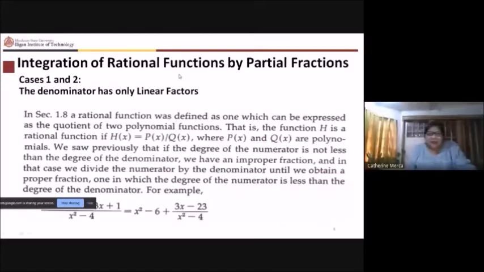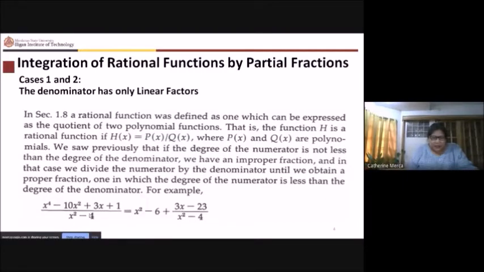So for integration of rational functions by partial fraction, we have actually, okay, you have two cases here. Cases 1 and 2, for the first two cases, the denominator has only linear factors. Okay? We are familiar with integrating simple fractions such that when you divide it, if it's an improper fraction, you can actually divide it by, for example, x to the 4th minus 10x squared plus 3x plus 1, you can divide it by x squared minus 4.